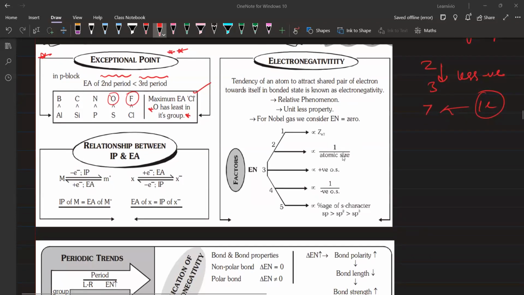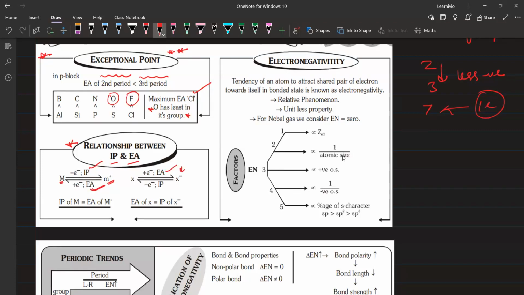Now, this is a small relationship between ionization potential and electron affinity. If you look at the neutral metal and you're removing an electron, that means it is ionization potential. And then you have the cation. Now, if you add an electron to the cation, we are talking about the electron gain enthalpy. Similarly, if you take a neutral atom and it is gaining an electron, it will be electron affinity. And if you are removing an electron from a negatively charged species, it will be ionization potential.